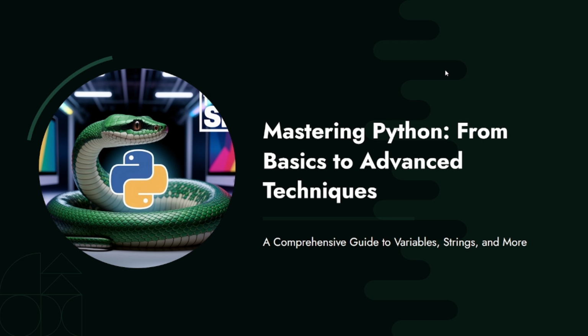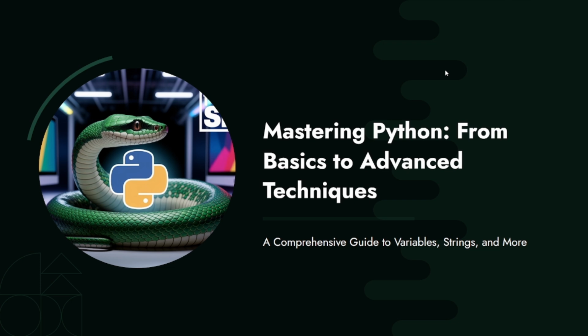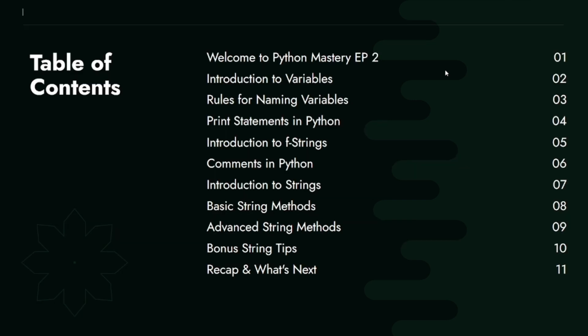First of all, I have created a PPT for you all, guys, to help you understand better. Let's go through the PPTs and make you understand Python as clearly as possible, and I'll put in my full efforts for this. Let's hop into it. Let's see the table of contents. Today we are going to cover the introduction to variables, rules for naming a variable, the print statement in Python, introduction to f-strings, comments in Python, introduction to strings, basic string methods, advanced string methods, bonus tips, recap, and what's next. These are all the things we are going to go through today.